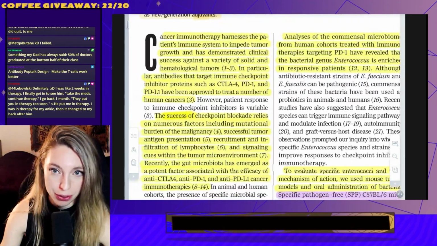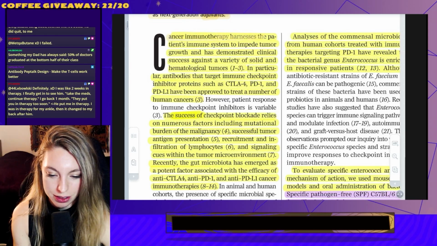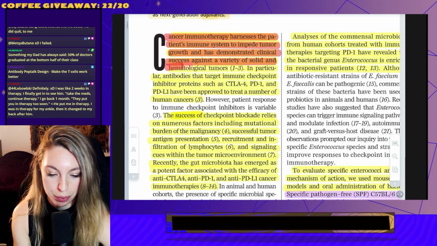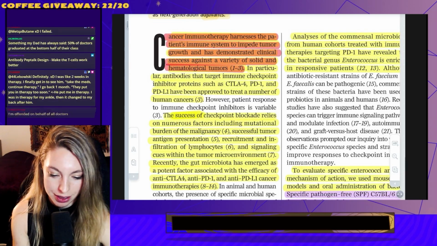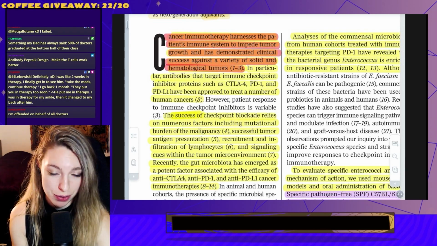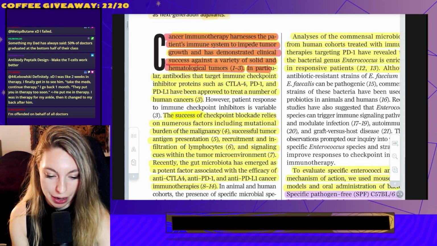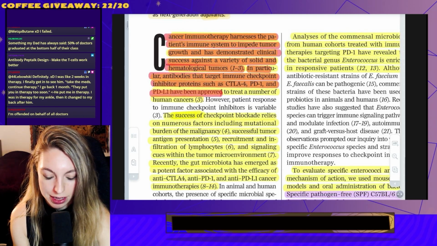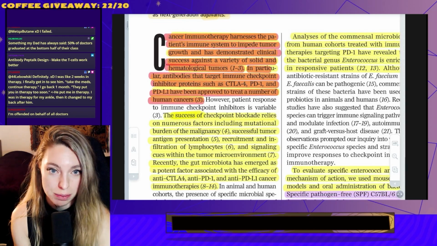Okay. So cancer immunotherapy harnesses the patient's immune system to impede tumor growth and has demonstrated clinical success against a variety of solid and hematological, so blood tumors or blood cancers. In particular, there's many different types of cancer immunotherapy, and here they're talking about antibodies that target immune checkpoint inhibitor proteins like CTLA4, PD-1, and PD-L1. And these, again, like Keytruda, have been approved to treat a number of human cancers by the FDA.